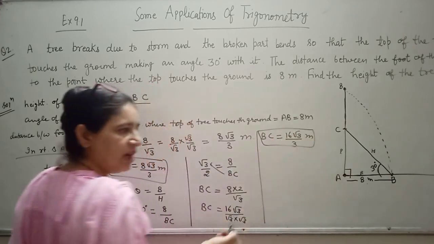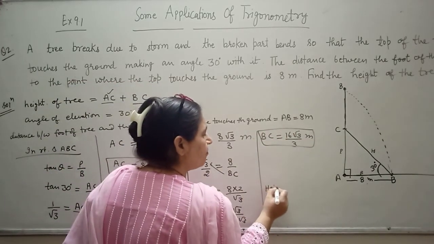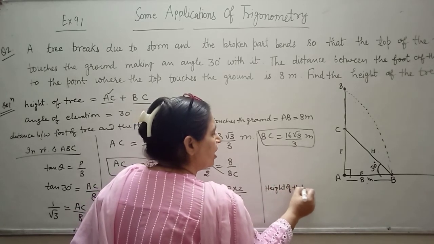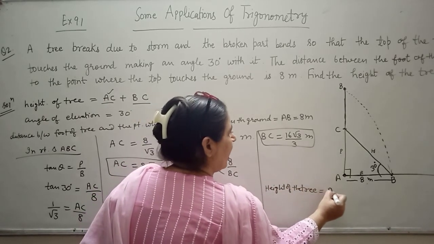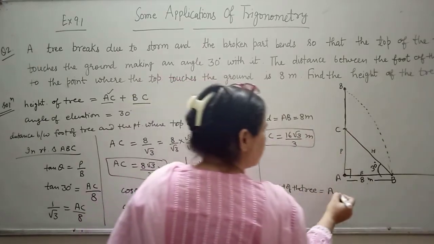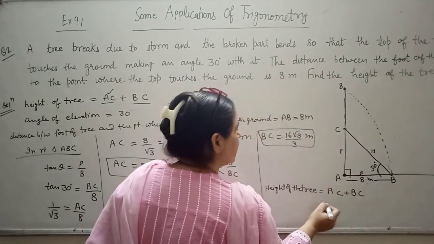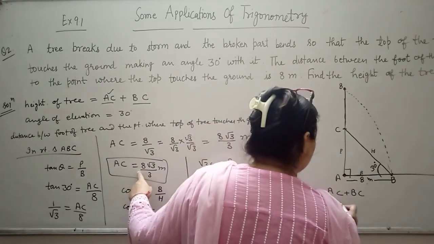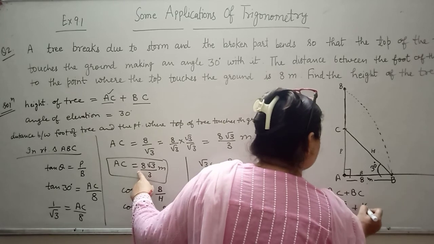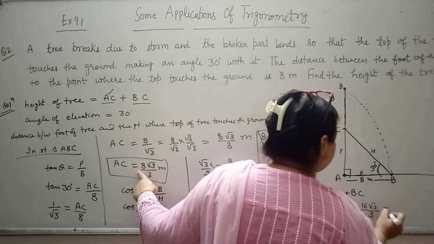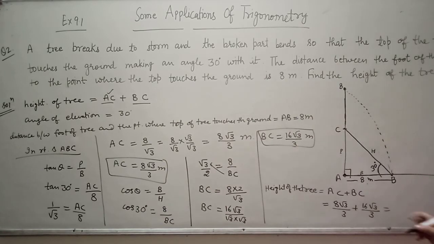Now height of the tree we are to find out. Height of the tree is AC plus BC. AC is 8√3 upon 3. BC is 16√3 upon 3. So now it would become 8√3 plus 16√3, that is 24√3 by 3. This is 8√3 meter.